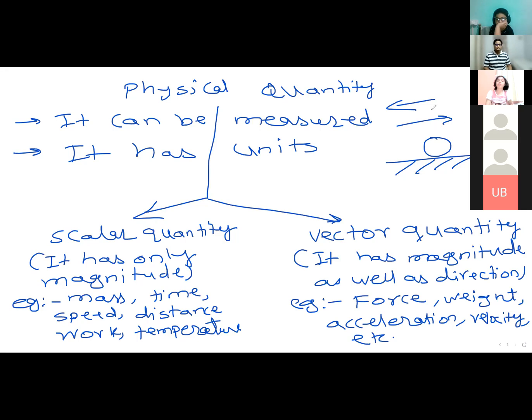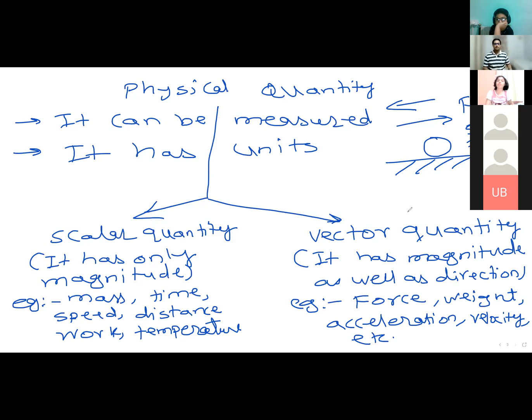So that means when you apply force, you have to have magnitude. Force ka unit hota hai Newton. So let us say you apply 5 Newton. 5 is the magnitude and Newton is the unit, but you have to state whether it is being pushed left or it is being pushed right. That is the direction. Remember that. And hence this is a vector quantity.